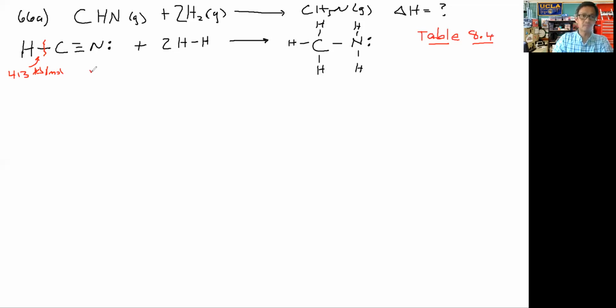This is a carbon nitrogen triple bond. It has an energy of 891 kilojoules per mole. And then we have the hydrogen single bond, and that has a value of 432 kilojoules per mole.